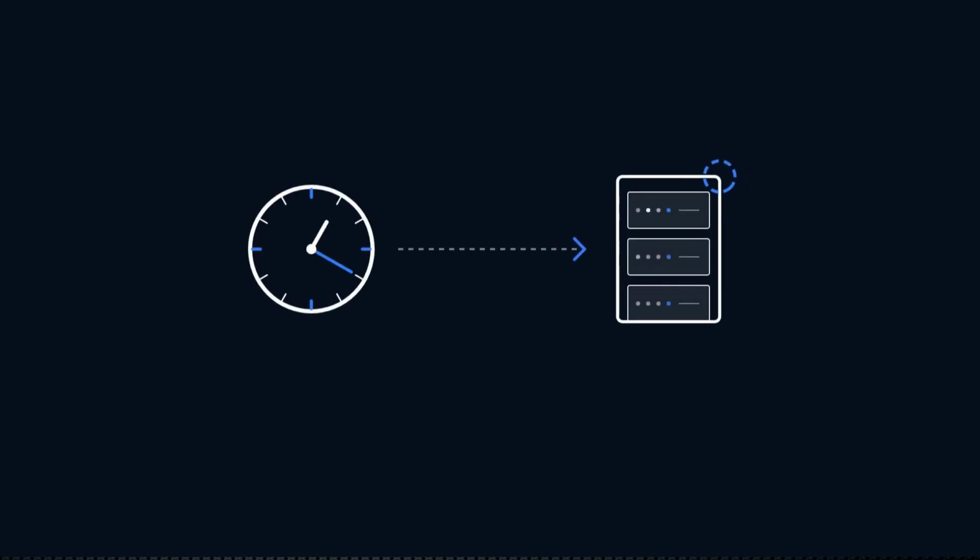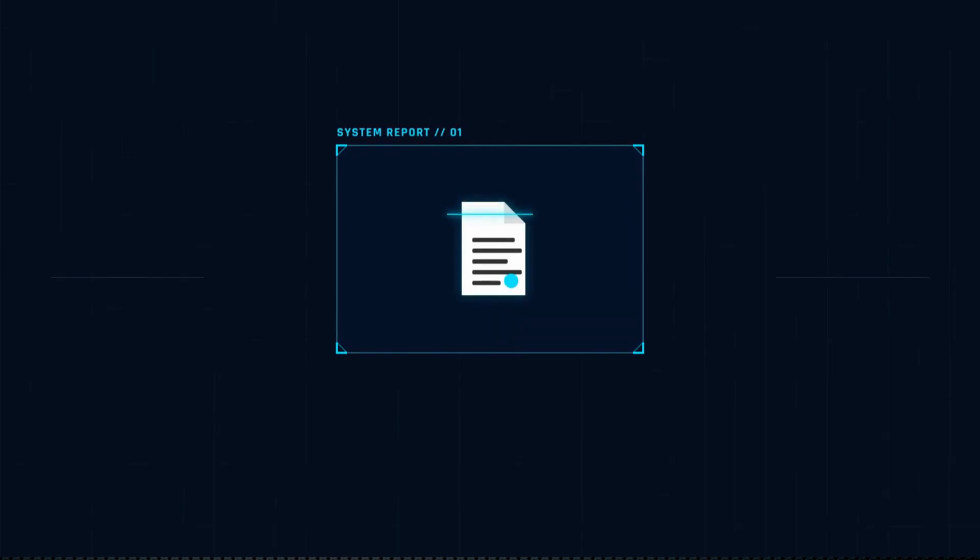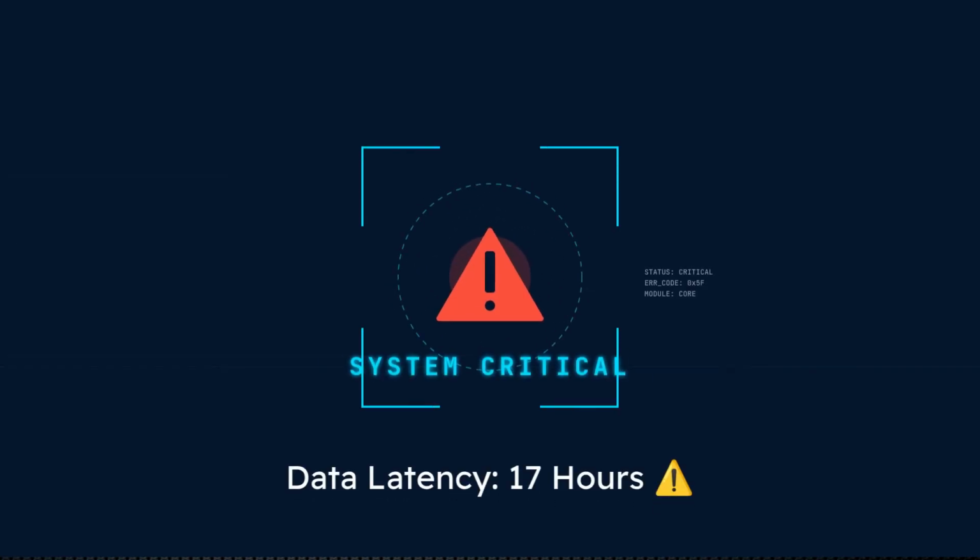For example, let's say a transaction happens at 9 a.m., but your ingestion pipeline runs as a daily batch job that finishes at 2 a.m. the next morning. That transaction will not appear in reports until the batch finishes. So in this case, the data latency is about 17 hours. Nothing is technically broken. The system is working exactly as designed, but the data is not fresh.